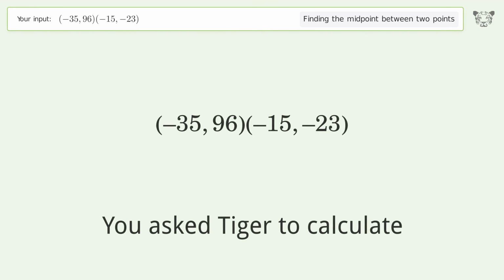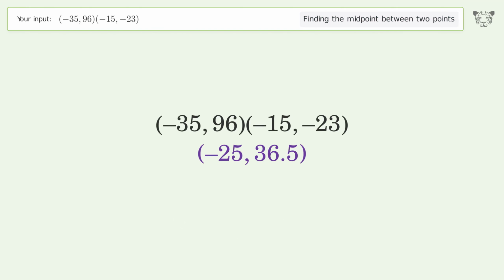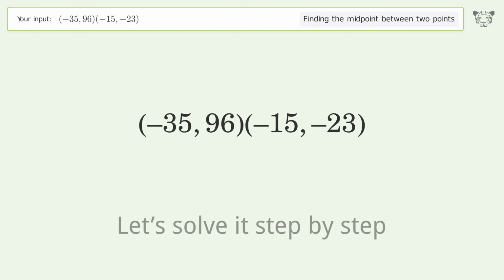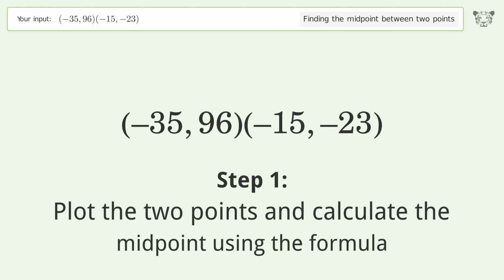You ask Tiger to calculate. This deals with finding the midpoint between 2 points. The midpoint between the 2 points is negative 25, 36.5. Let's solve it step by step. Plot the 2 points and calculate the midpoint using the formula.